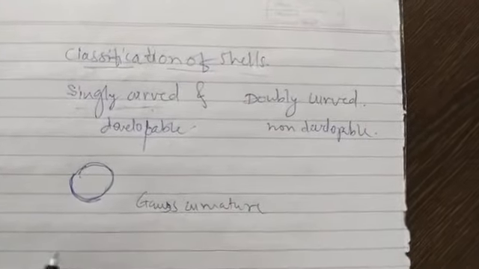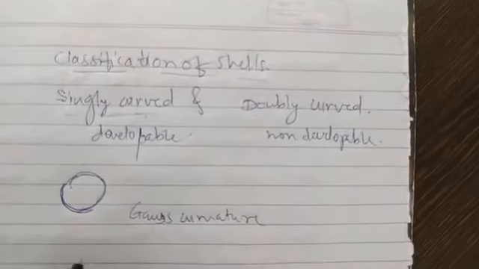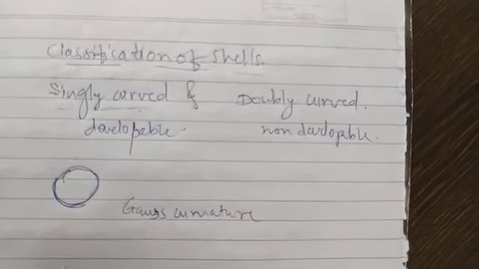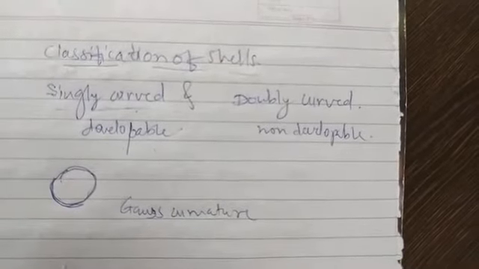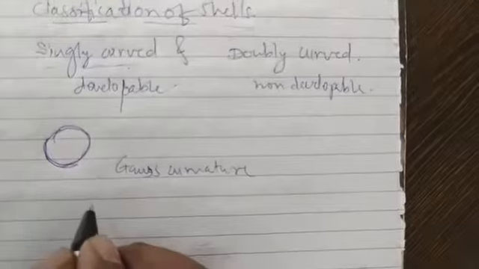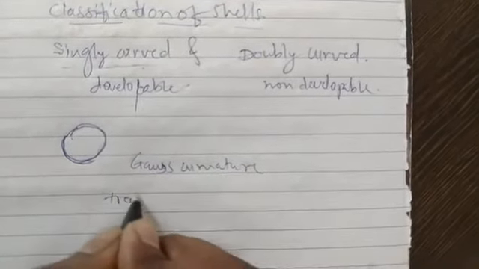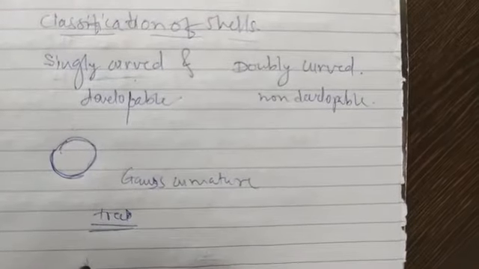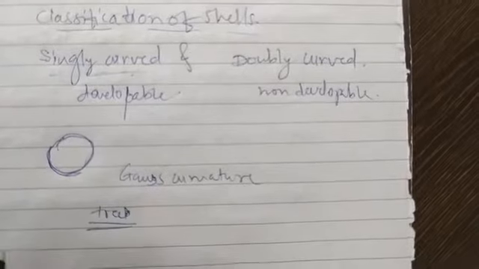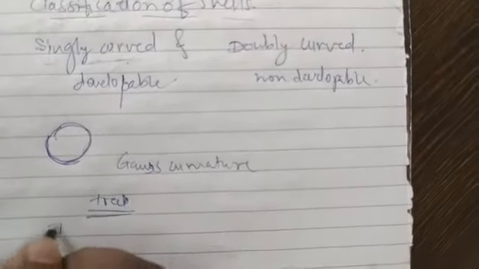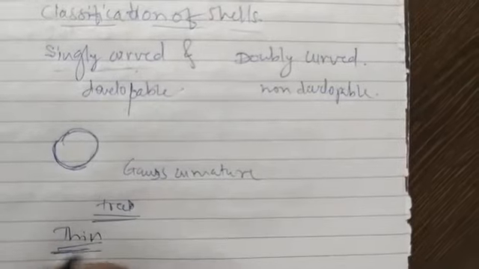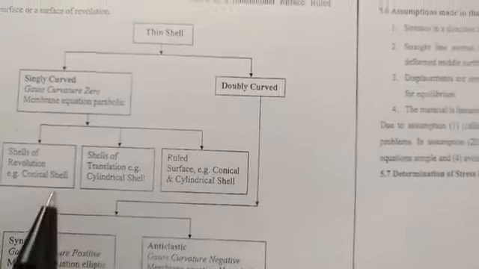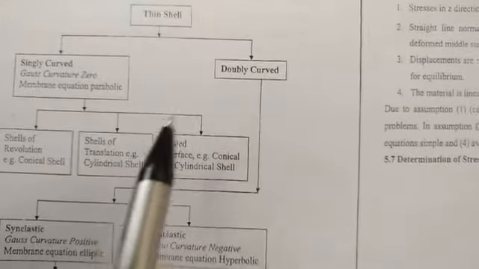And the sub classification is based on whether the shell is a translational surface, ruled surface, or of revolution. So I will directly show you the tree diagram of the classification, so that you will get an idea about how the thin shells are classified. So I am specifying thin shells. We have already defined what the thin shells are. So this is a tree diagram for shells.